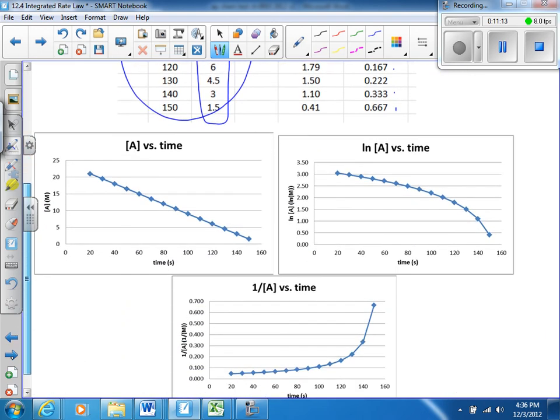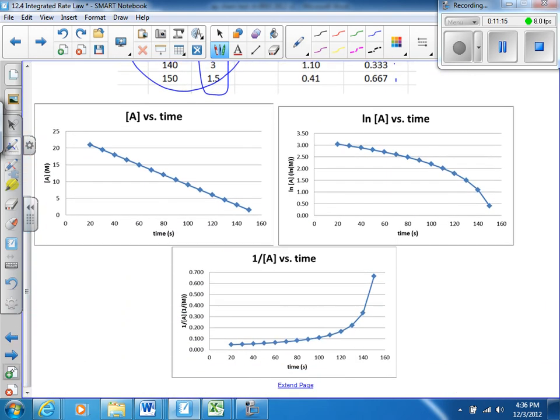So I've got the plots of all the data. Don't worry, you don't need to do all your calculations there. I've done it all for you. So I've got 3 plots here: concentration versus time, log of concentration versus time, and 1 over concentration versus time. And I check which one gave me a straight line. Do you see only one gave me a straight line?